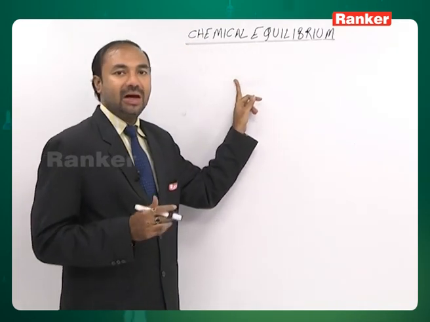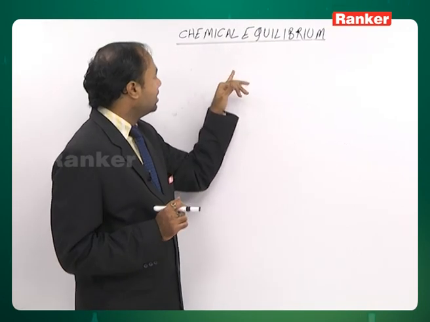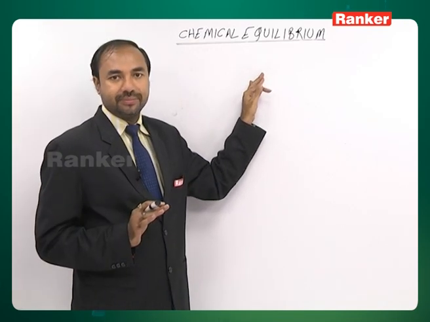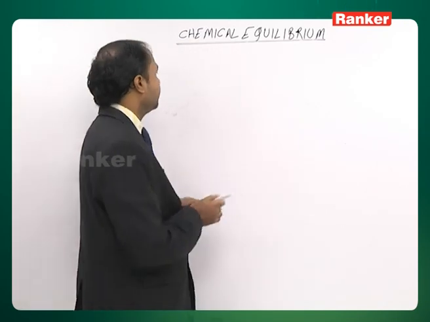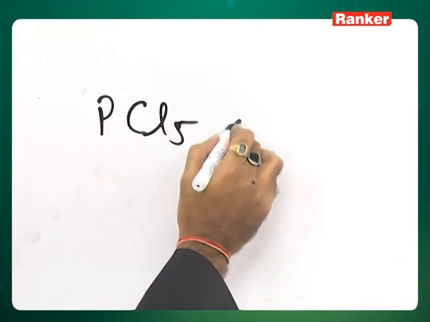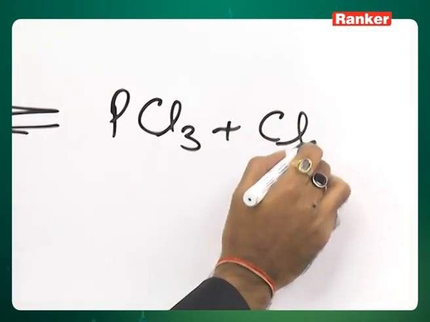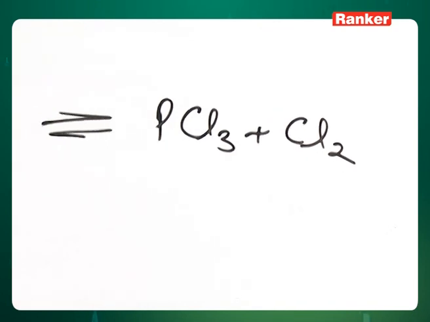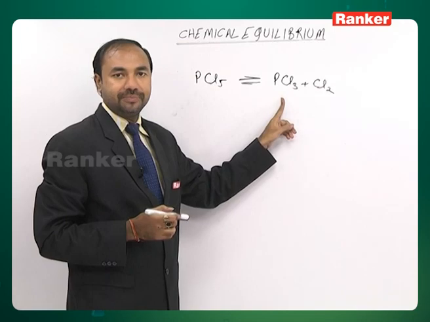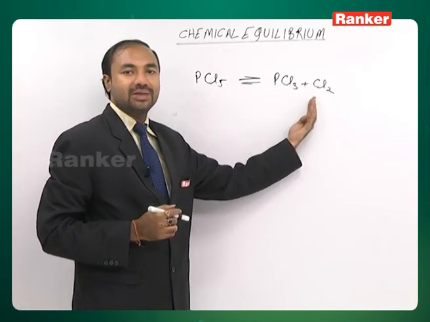Change of temperature affects the equilibrium in a totally different manner. How? In this case, the equilibrium constant itself changes. Take one example. PCl5 gives PCl3 and Cl2. This is a thermal decomposition reaction, and the forward reaction is endothermic, meaning we have to heat it in order to obtain PCl3 and Cl2.